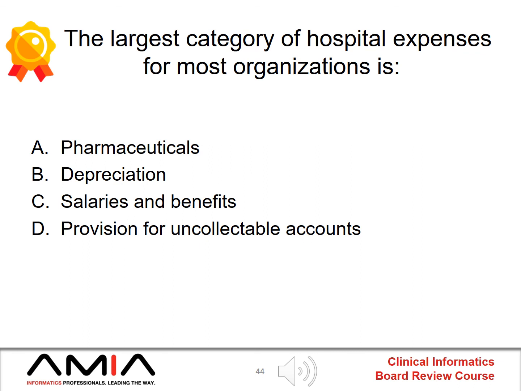The largest category of hospital expenses for most organizations is A, pharmaceuticals, B, depreciation, C, salaries and benefits, D, provision for uncollectible accounts. All of these are legitimate categories of expenses for a hospital. The largest by far is salaries and benefits.